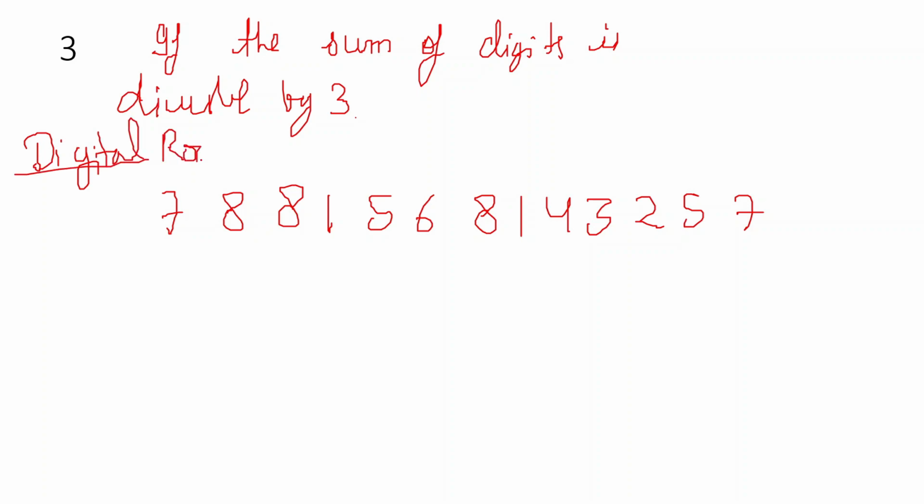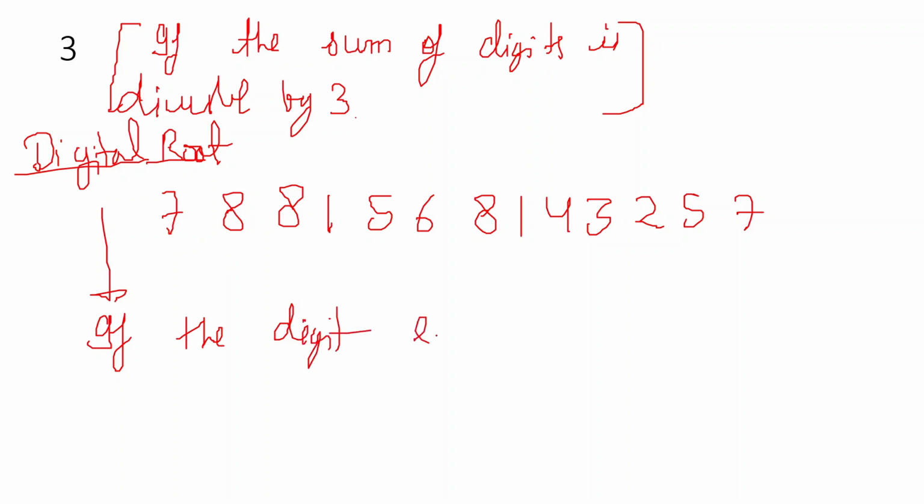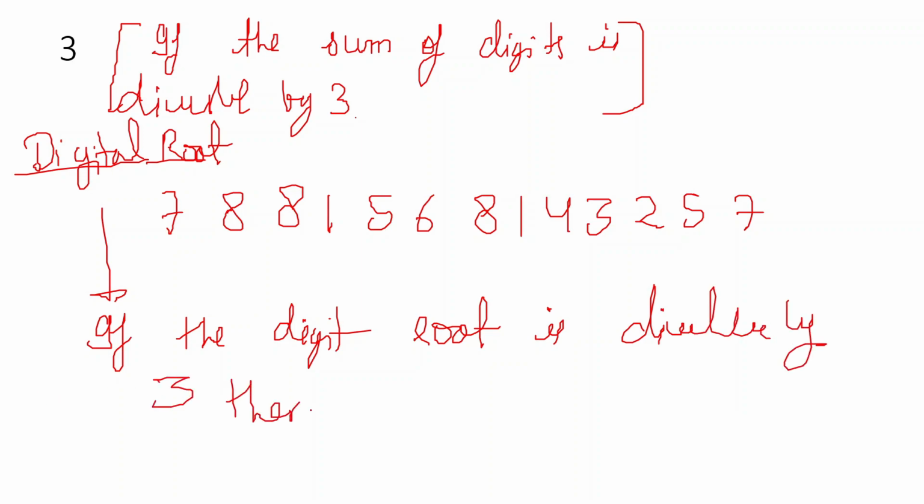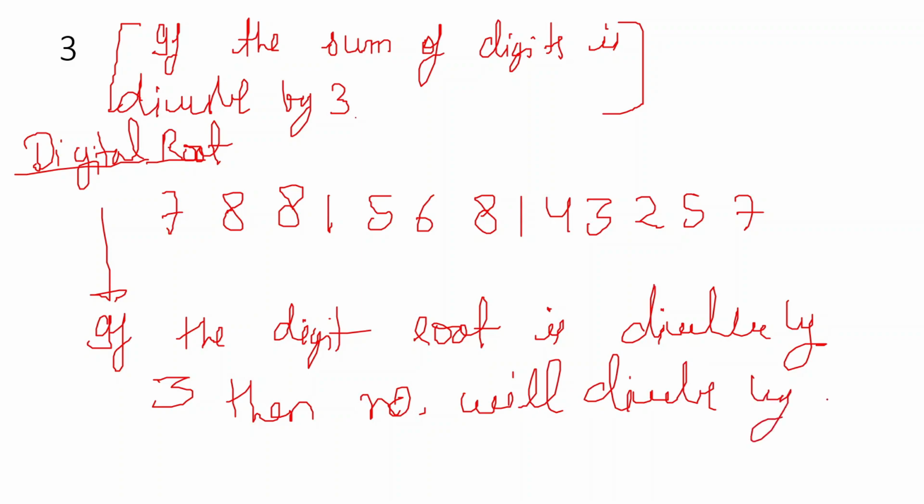Now I am changing this rule. In the books you'll get this rule, but what I am telling, remember this rule instead: if the digital root of the number is divisible by 3, then the number will be divisible by 3. Remember this rule instead of the rule that is written in the book.